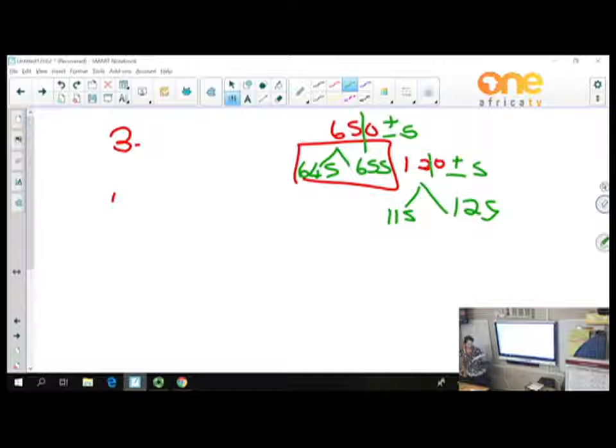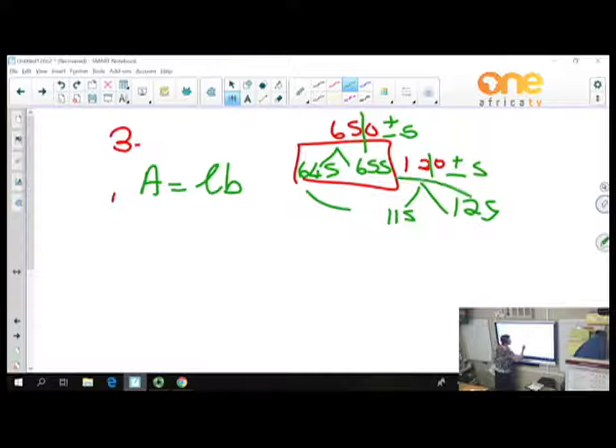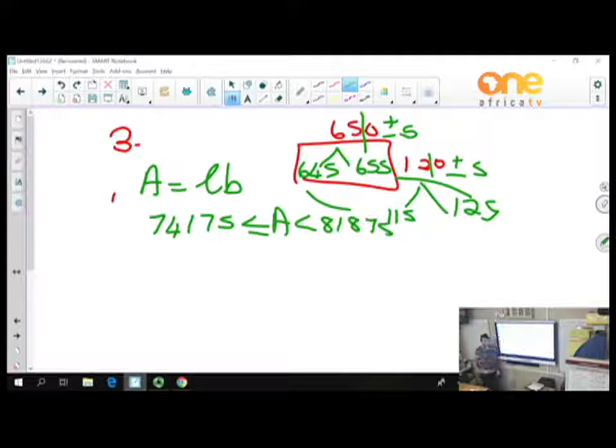So what will be the area again? Area is length times breadth. So this is multiplication, so it's lower, lower, upper, upper. Lower, lower, upper, upper. Okay? The area is less than or equal to, the area is less than 81875. So there's that one. The next one is number 4.